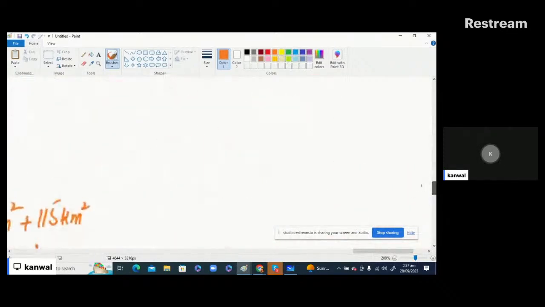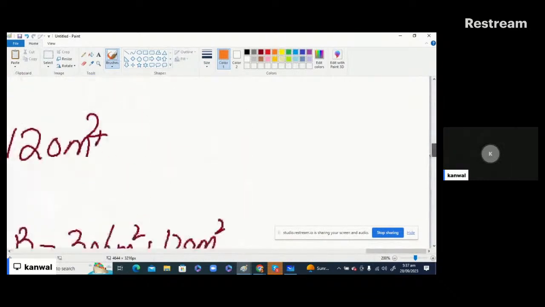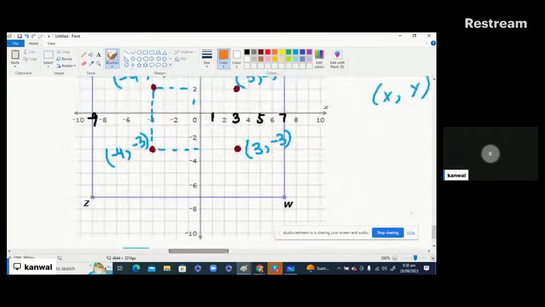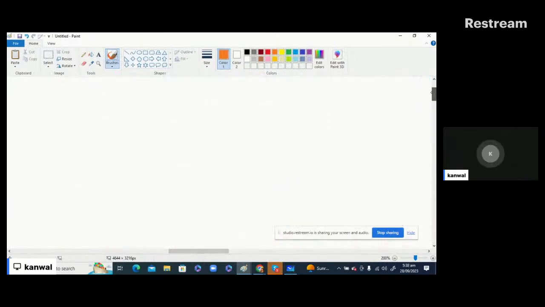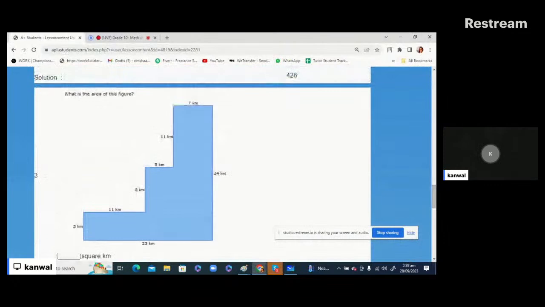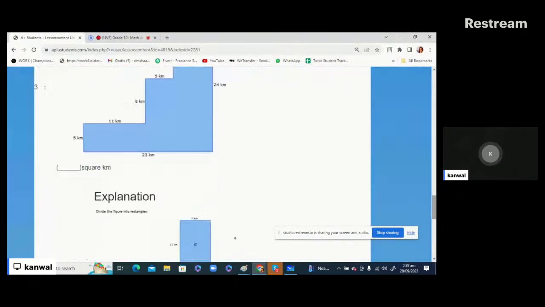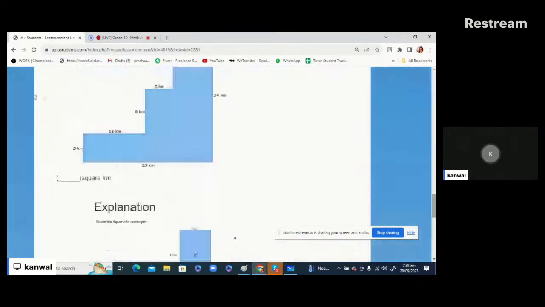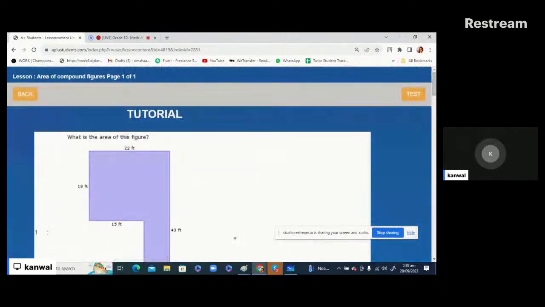Where is the figure gone? I don't know, okay. So this is the total area of this figure. Okay, let's check here. It's the same: 288 kilometers square. Okay, let's solve the test question.